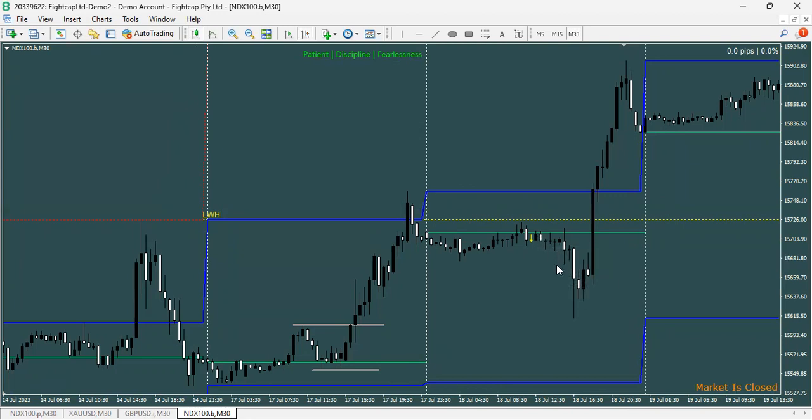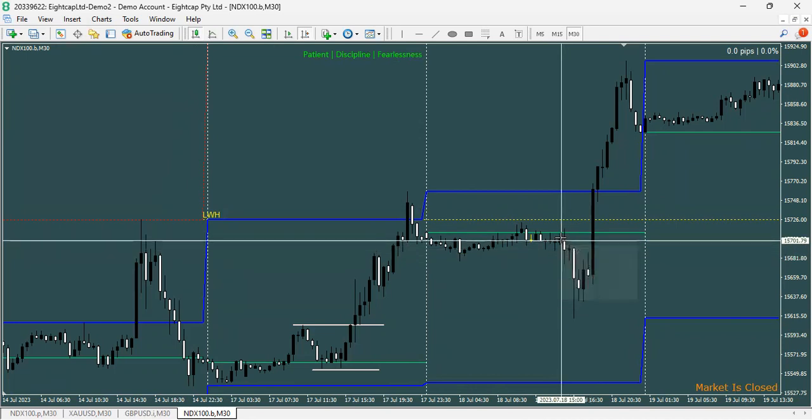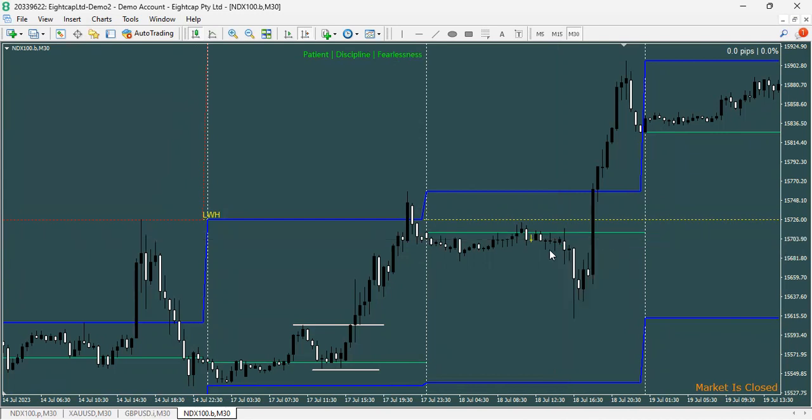Now where's our high and where's our low before the session opens? So our session opens up here. This is 8 a.m. Eastern Standard Time. Where's our high? So we mark up our high. We had a high that was put in place here.